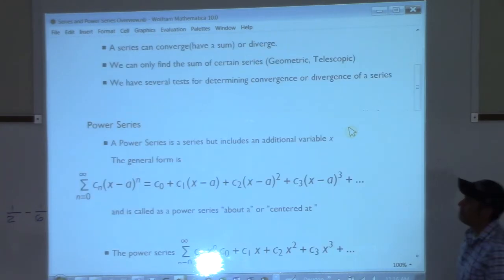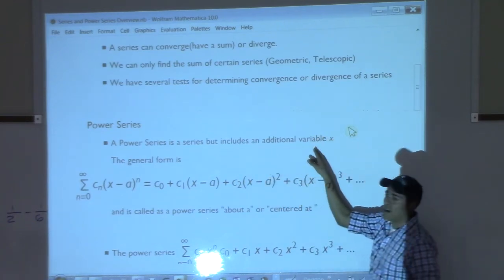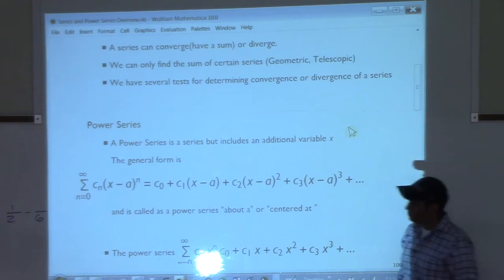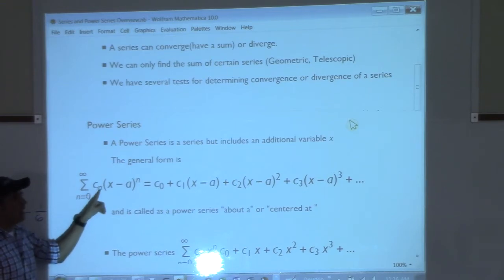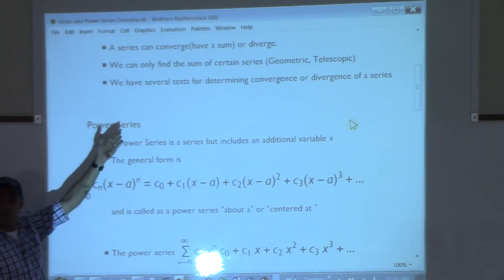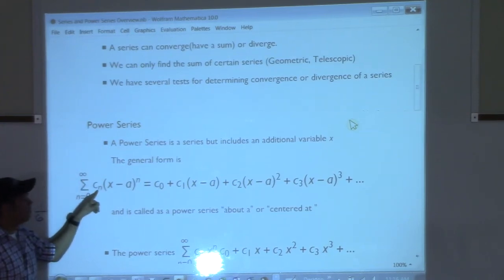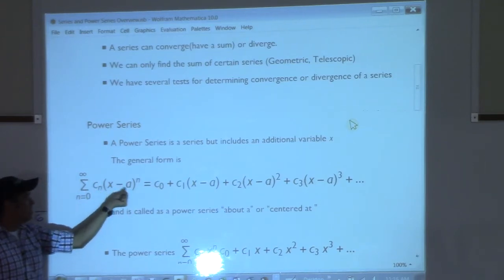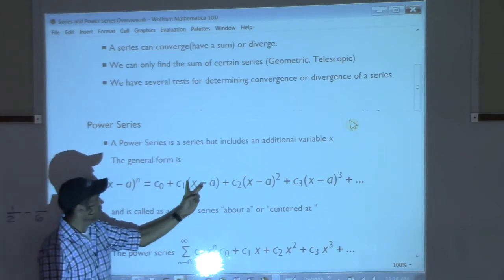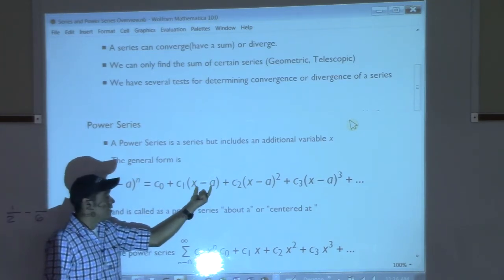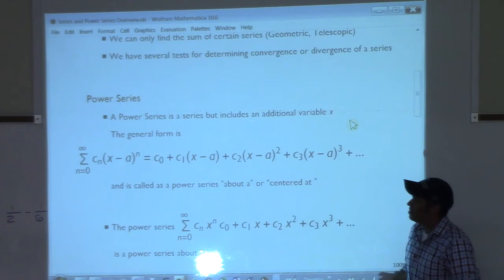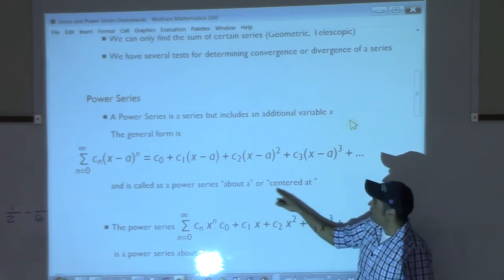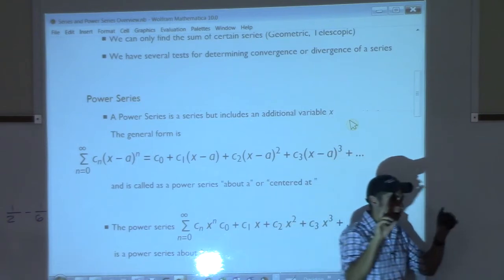Well, a power series is a series, but it also includes an additional variable x in it. Okay, so we look at the general form. Here it is, the sum n equals 0 to infinity. This c sub n is like the a sub n from the previous part, right? This is just a number that keeps changing as we start summing, as we change the n's. This right here is just x minus some number to a power. So you start to get this little linear expression in x, right, to start to increase its powers as you move through the power series. This is called a power series about a, or centered at a. So this number right here is where it's centered.